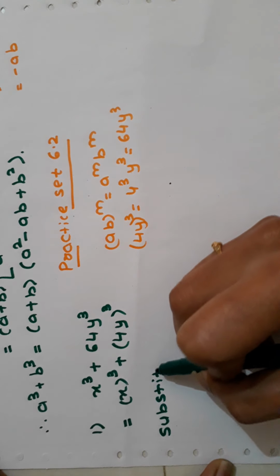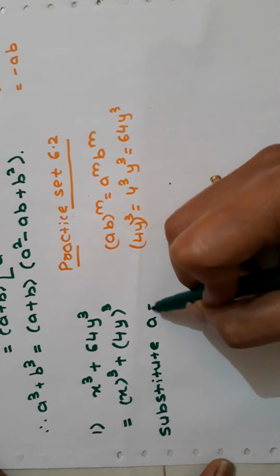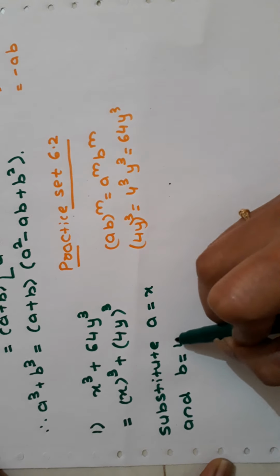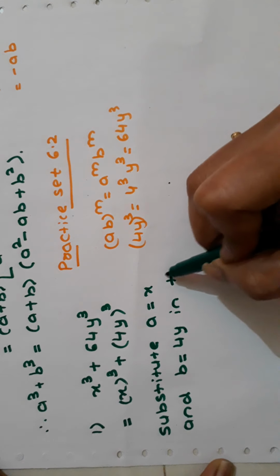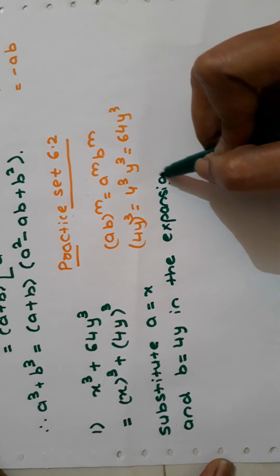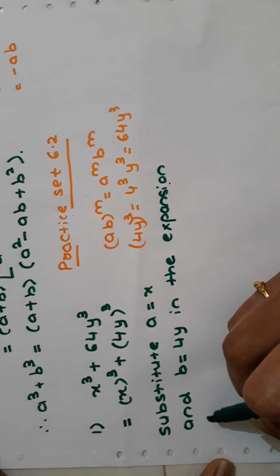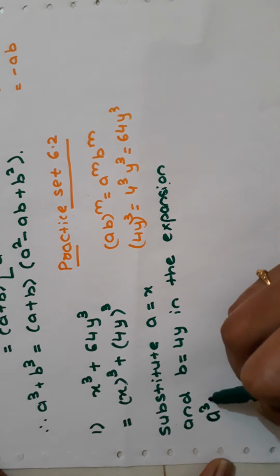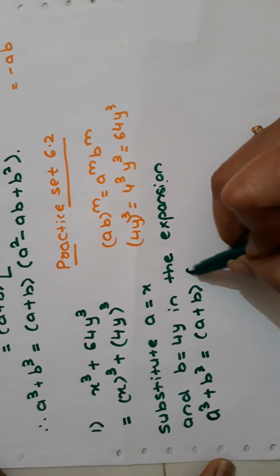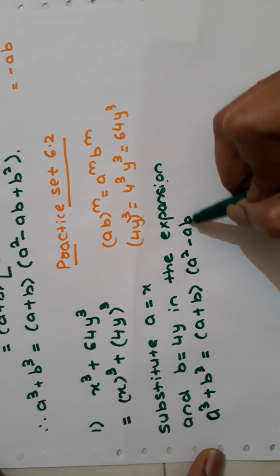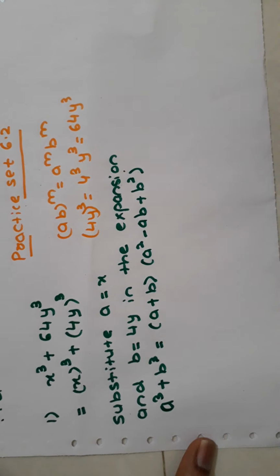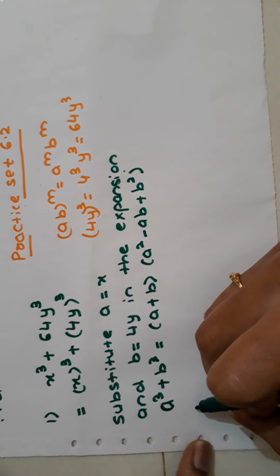Substitute a is equal to x and b is equal to 4y in the expansion a cube plus b cube is equal to (a plus b)(a square minus ab plus b square). So in this expansion, replace a by x and b by 4y.